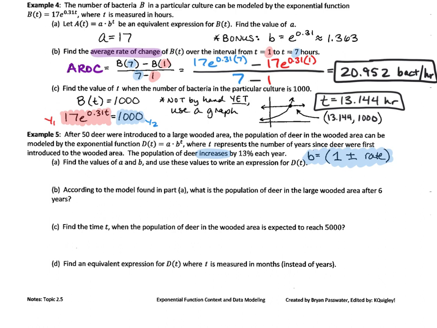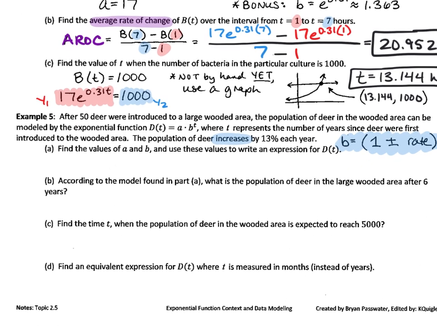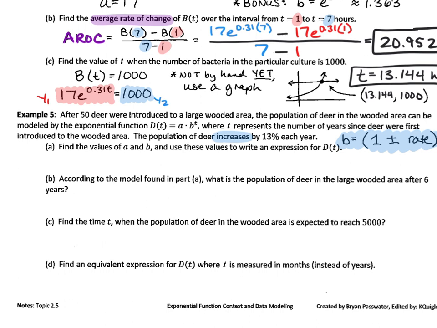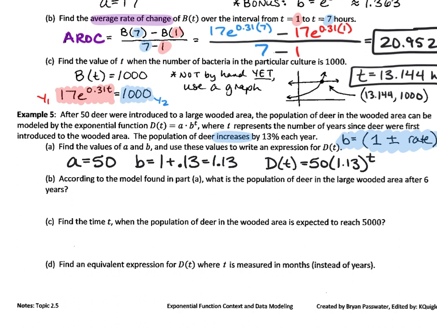So for part A here, it says find the values of A and B and use these values to write an expression for D of T. So our A value is our initial value. How many deer were initially in this wooded area? 50. And our B value is going to show that we've increased by 13%. So it's 1 plus 0.13, which is 1.13. That means that D of T is equal to 50 times 1.13 raised to the T power.